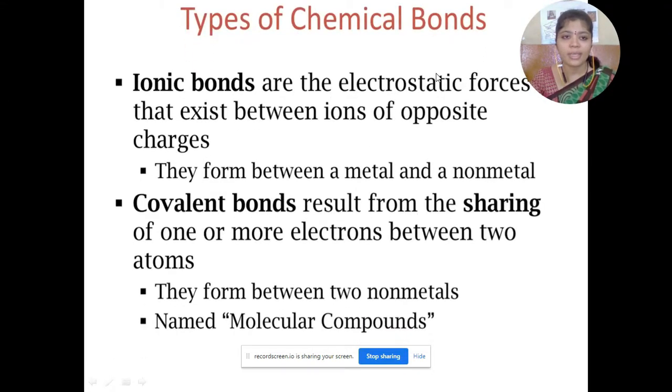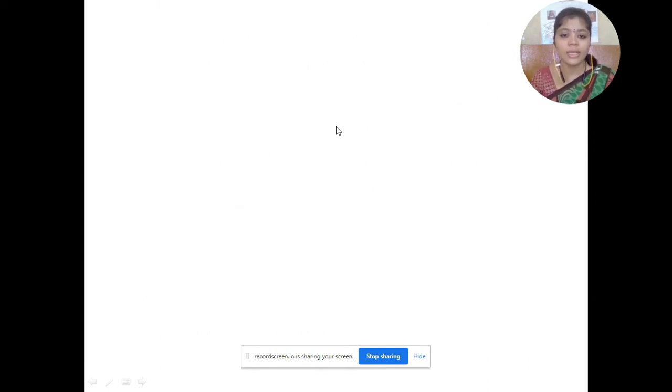And types of chemical bonds. There are two types of bonds in total. The first one is the ionic bond. The second one is the covalent bond. How is an ionic bond formed between two atoms? By the electrostatic force between the two ions.